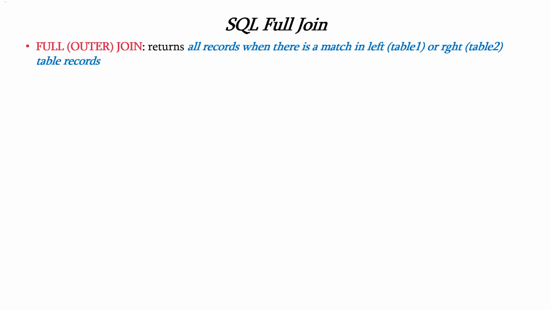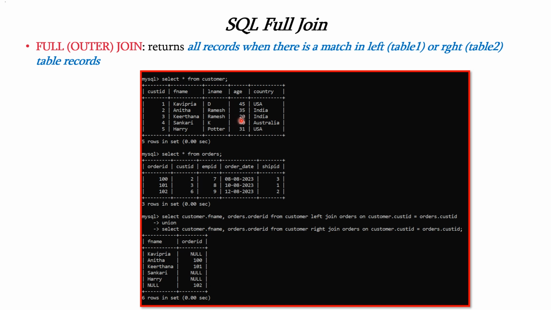Next, full outer join. It returns all the records when there is a match in the left table or right table records. So it is nothing but the union of the left outer join and right outer join. So here we have the customer table and orders table. In the customer table we have 5 rows, and in the orders table we have 3 rows. If we perform the union of left join and right join, we can see the result of full join.